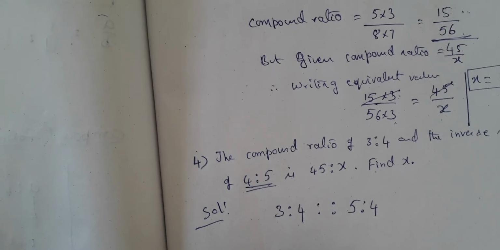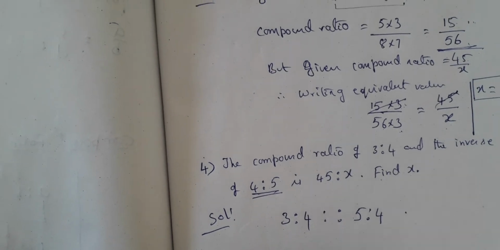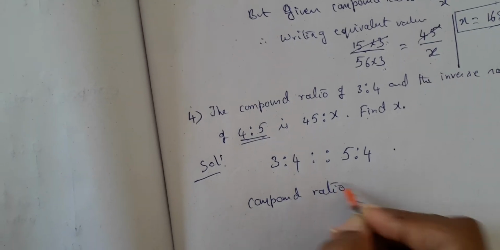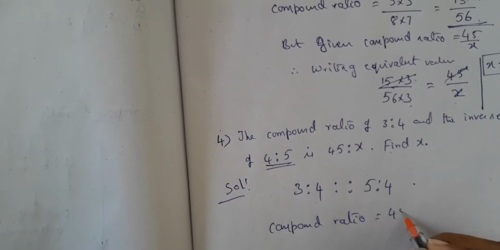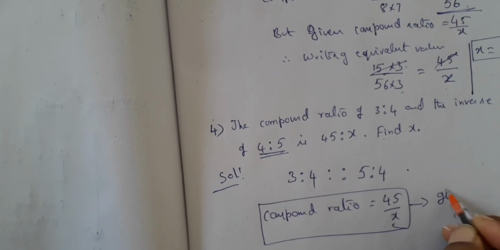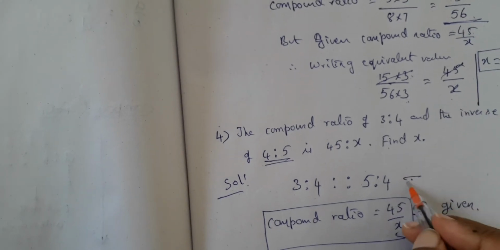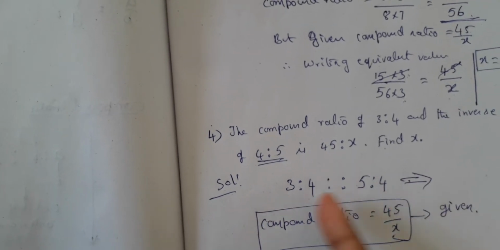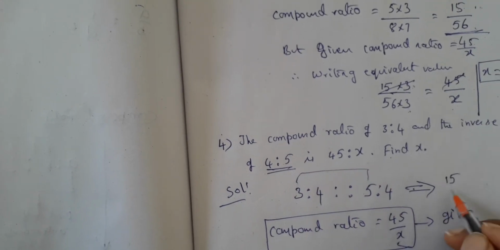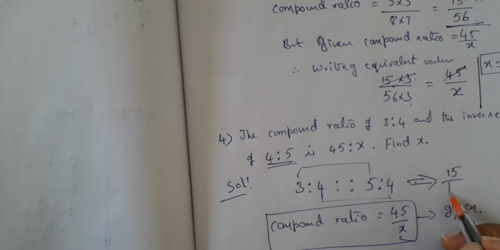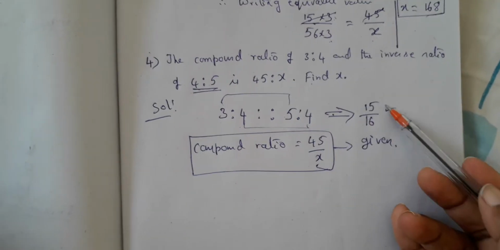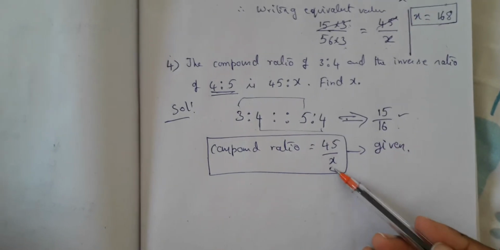Compound ratio is this whole thing here. He is saying that the compound ratio is 45 is to x. This is given. But from here, what does it imply? You have these two, product of these two, that is 15 divided by 4 fours are 16, is the actual compound ratio. Is it not? The actual compound ratio is 15 by 16. But what is given? 45 by x.